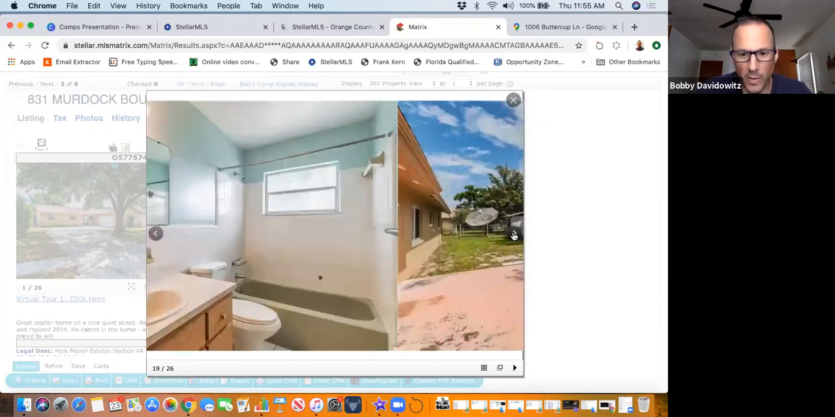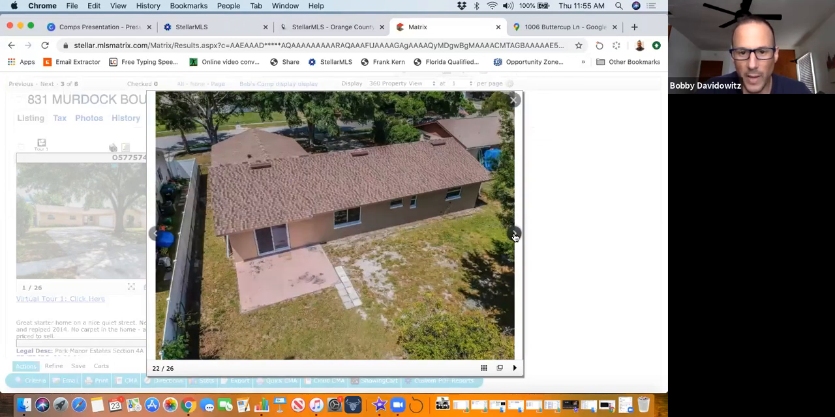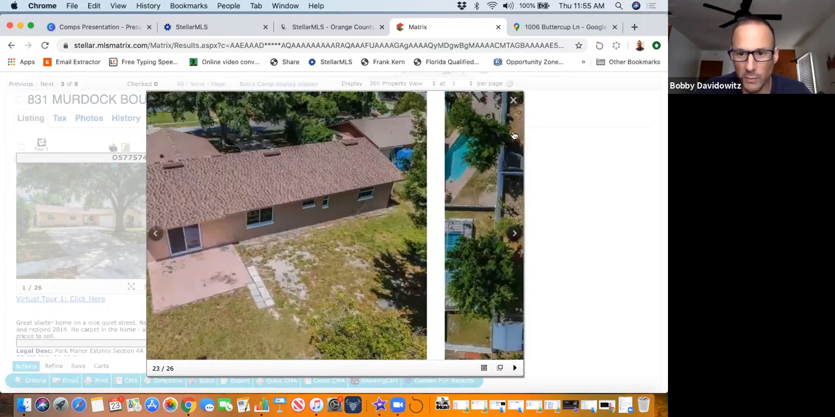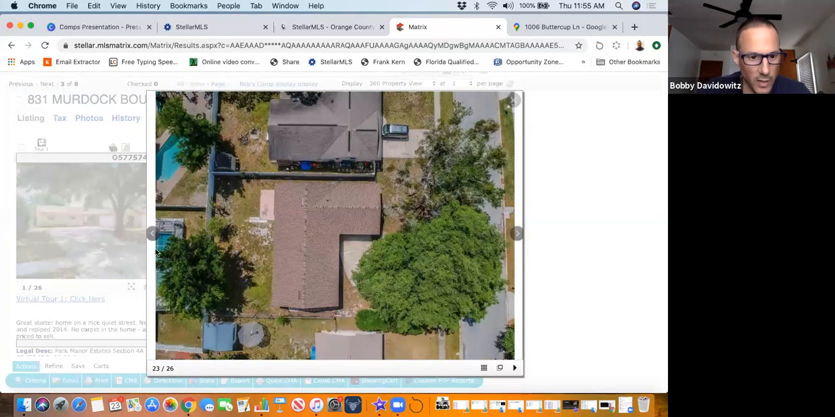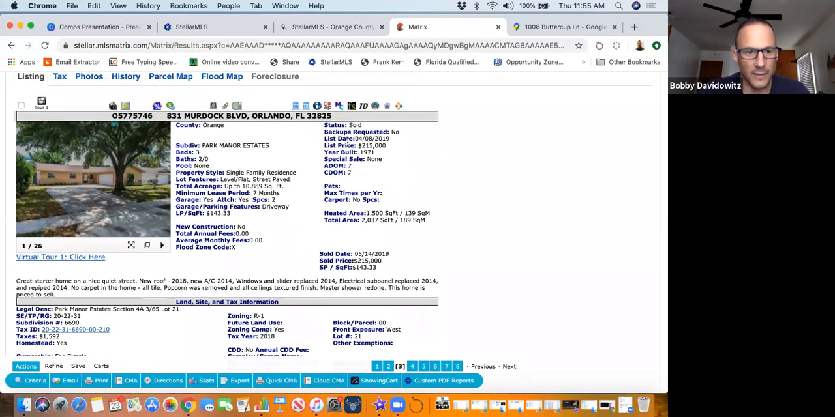I could do a lot with this property if I bought it. You come in there, do a different paint job, and that roof looks real nice. It almost looks new to me. So let's look in the description. Oh, new roof 2018, new AC 2014. So this property here, look at this, guys. 7 days. Okay. They priced it at $143 a square foot. Took 7 days to sell it, a 3.2.